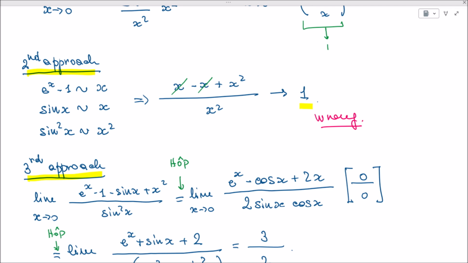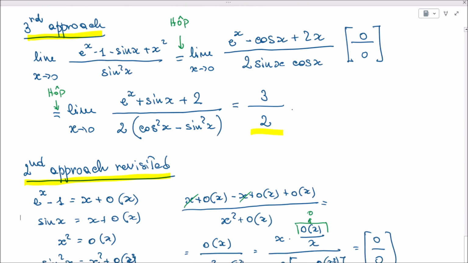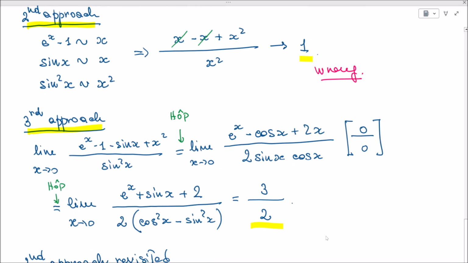Well, we might think that the use of the asymptotic equivalence was not correct. So we revisited the second approach by using the short expansion, but still we were in the undetermined form. So the final conclusion is that when using the De L'Hopital theorem, basically we had to apply the theorem twice, because after the first application we were still in the undetermined form 0 over 0.